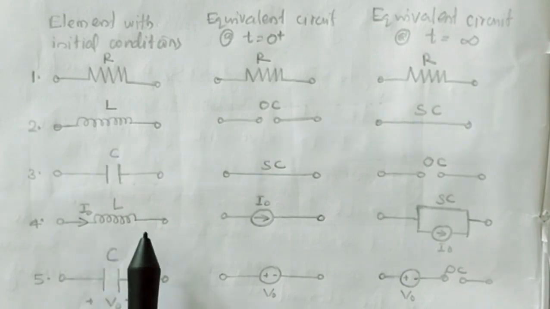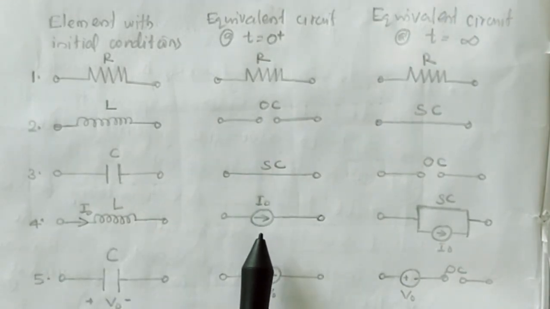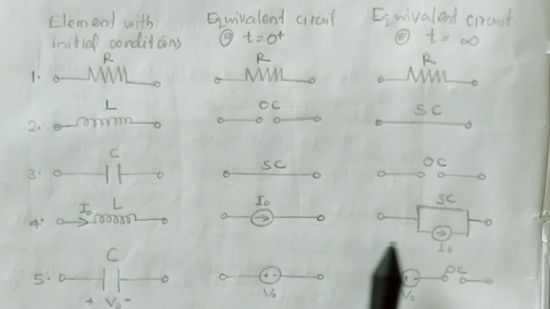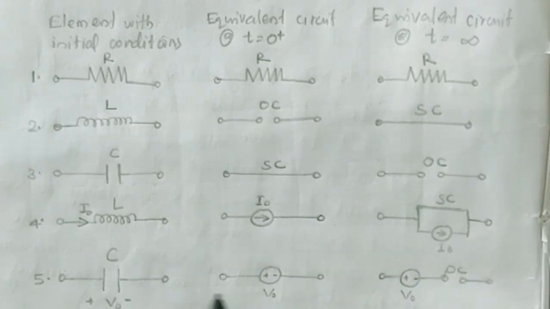Similarly for an inductor having initial current, corresponding to t equal to 0 plus, this is the equivalent circuit. Corresponding to the steady state condition, this is the equivalent circuit. And similarly for the capacitor.